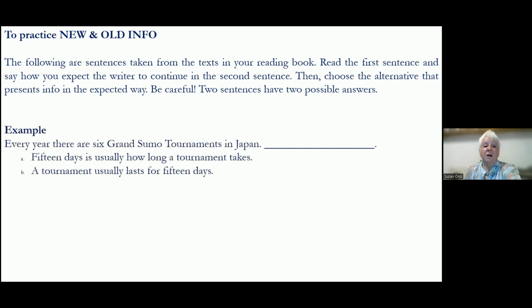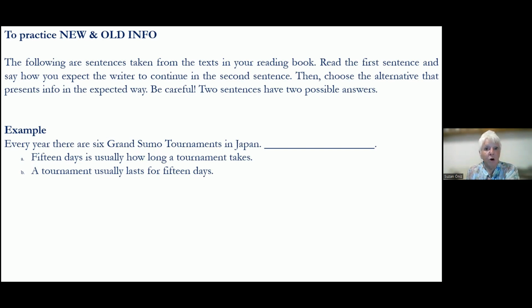So every year there are 6 Grand Sumo tournaments in Japan. This is the sentence taken from a text that has been covered in class. So what do you think will come after this? Is it A or is it B? And they have to decide. So we discuss what happens. Like if you say A, 15 days, what's 15 days? Where did 15 days come from? We don't have any mention of 15 days beforehand. Remember, I said comedians do this shocking thing, suddenly introducing a topic, but 15 days hasn't been mentioned at all.